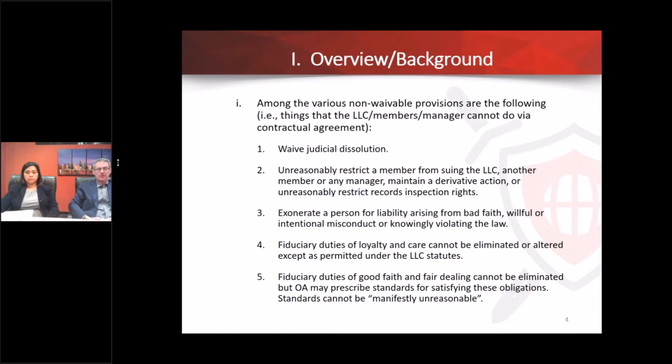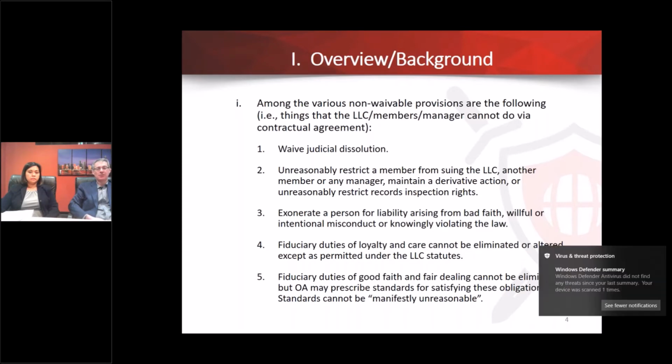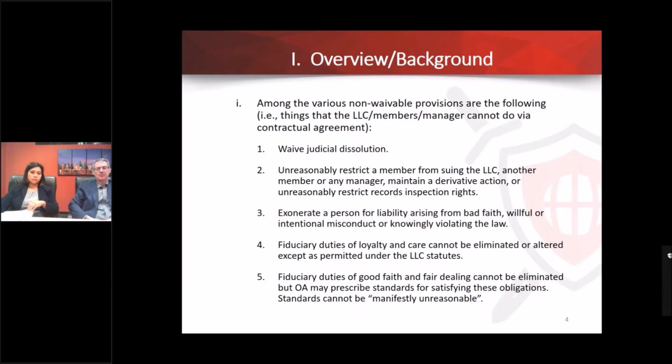The biggie is the first one there, waiver of judicial dissolution. Kathryn's going to explain some possible workarounds for that, if you don't want a member to be able to say, okay, I'm done with this, I want my piece, I want out, I'm going to dissolve this whole thing. Even though you may have 10 members and a successful operating company, if one is upset, they can possibly move for judicial dissolution, and you can't write it out of the operating agreement. It's just something to keep in mind when you pick which statute you want to work under.